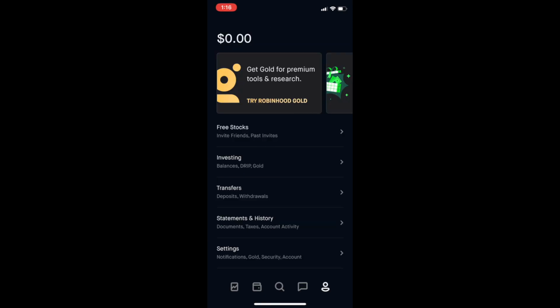So let's look at your account. You will see your balances and DRIP. Make sure you activate the DRIP. DRIP is automatic reinvestment of your dividends. So activate that. That'll automatically reinvest your dividends if you own stocks that have dividends.